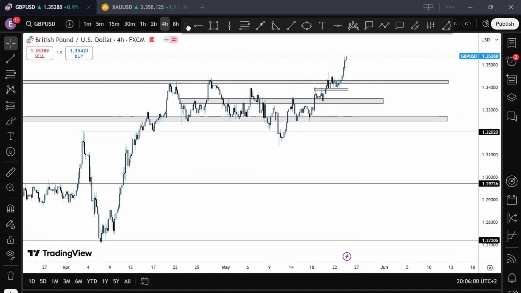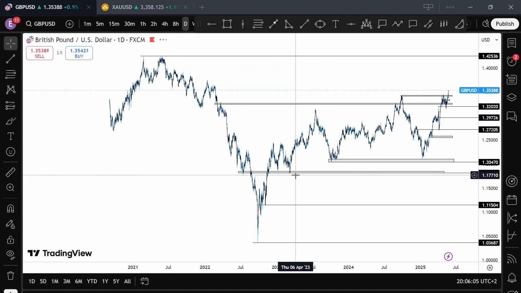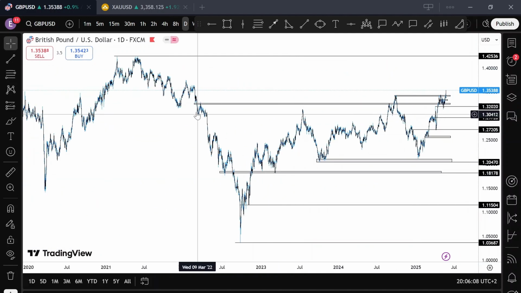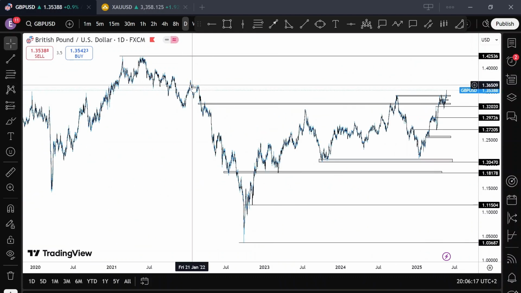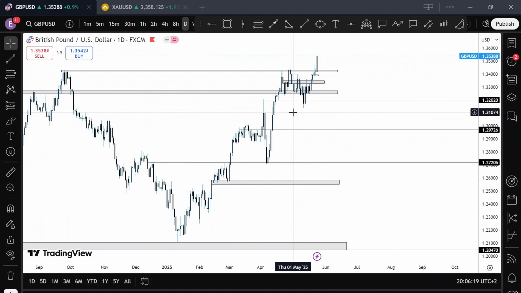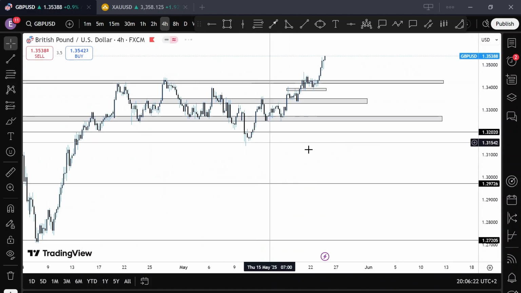If I move this a little bit to the daily time frame here, this is one of the highs we've made in a long time, since around March 2022. Alright, so what I'm anticipating is a continuation of price to the upside.